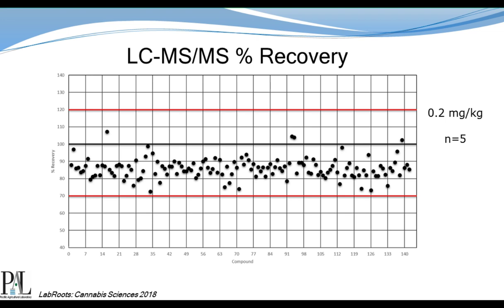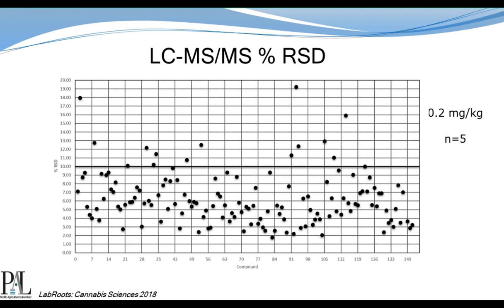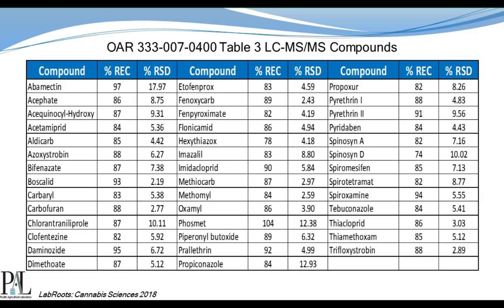LCMS recoveries, you can see that, and this is 144 compounds, I believe. And so everything is 70 to 120. And again, these were done at the 0.2 milligrams per kilogram. And then we've got our RSD plot. There are a few of these that don't behave as well as the others, but we've got the vast majority of them at less than 10%.